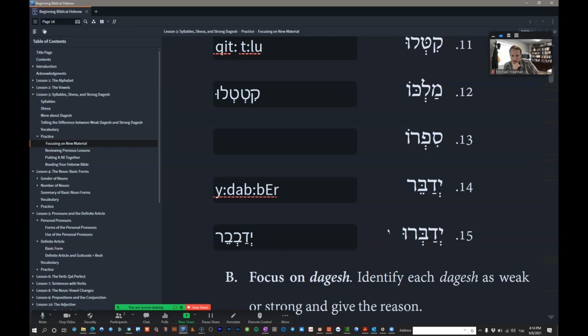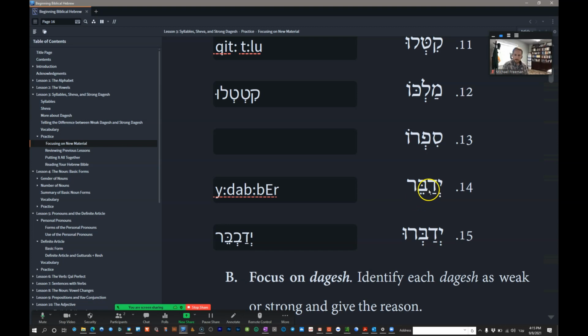It's just kind of a syllable divider, all right? And so if we were to write out number 14, the word here, yedaber, it would look like this. Now, technically, if we wrote it out like this, we would also put a weak dagesh in the second bait. But we write this out, the first consonant in a double dagesh, strong dagesh, dagesh forte pair, the first one will always have a silent schwa.